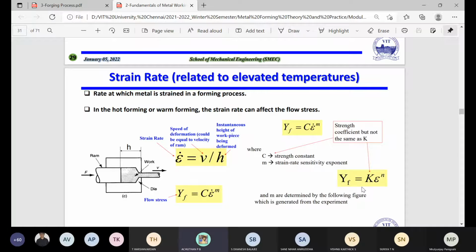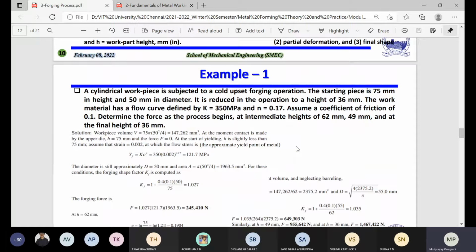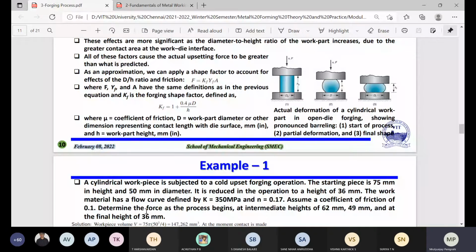The intermediate heights are given also. But the first question is to determine the force as the process begins. When the process begins, you have to calculate there. The second one is the force at the intermediate height of 62. Then the third question is at the intermediate height of 49. Then at the final stage. For the first question, we have not gone for the intermediate height now.